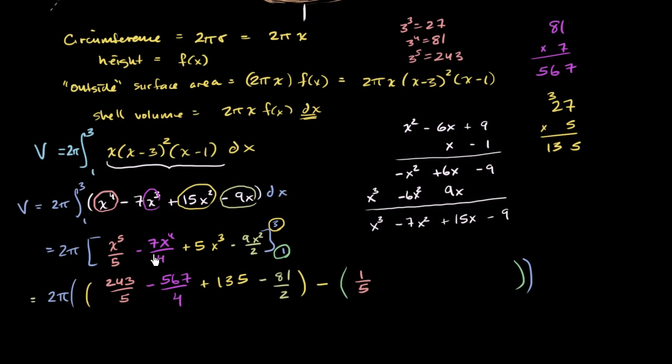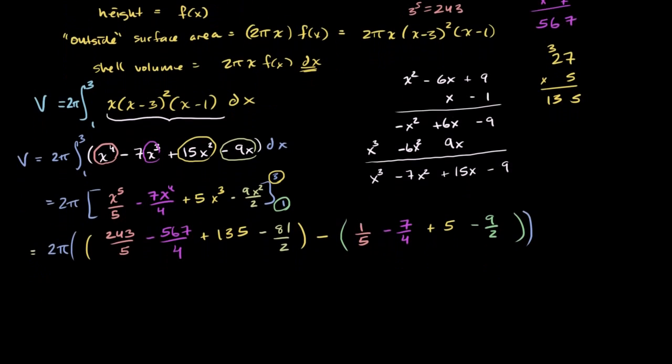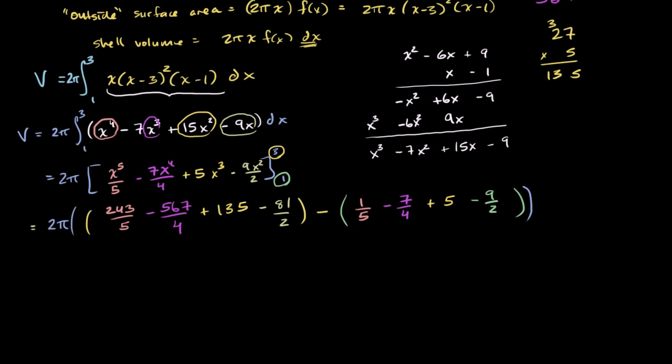1/5 minus 7/4. Minus 7/4 plus 5, and then minus 9/2. And what we are left with is just a really hairy fractions problem. So I will just hope that I don't make a careless mistake at this point. So let's try to do this.